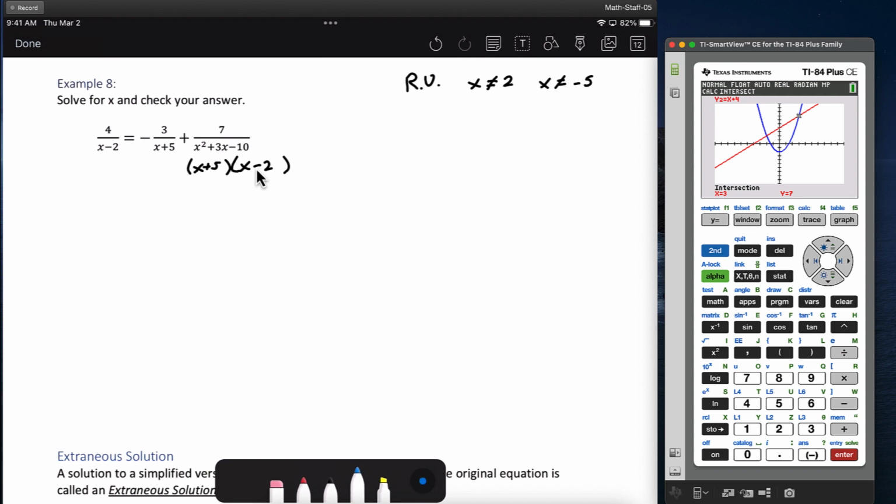From here, our LCD. Our LCD is x plus 5 times x minus 2. Then we multiply every term by the LCD. So multiply the left side of the equation by our LCD. Then we'll multiply the beginning part of the right side.